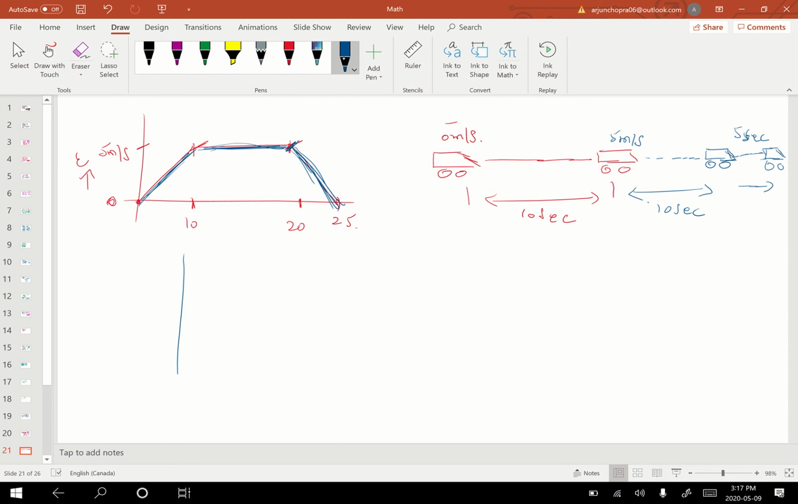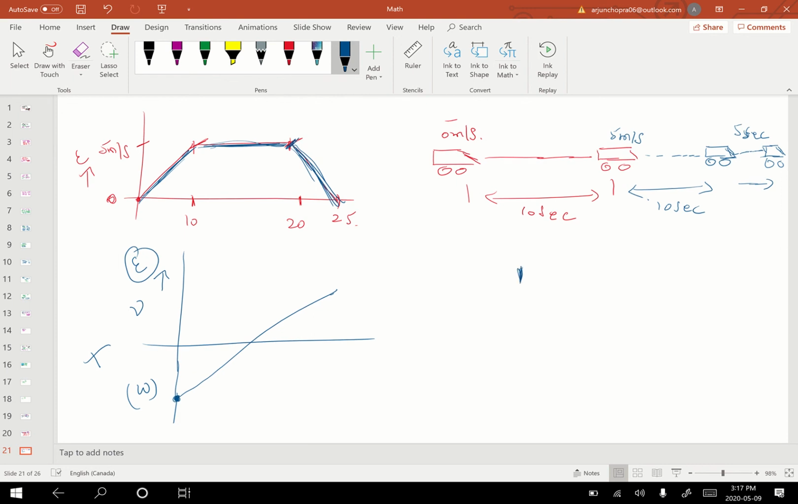I'm going to take one last problem and I'm going to finish this lecture. So if it is like this, this is the velocity time graph, and this is again the east direction, and this is the west direction. So how to read this graph? What's happening? The car is in the west direction. So if this is the origin point, the car is somewhere here in the west direction. Okay, the car is moving in the west direction.